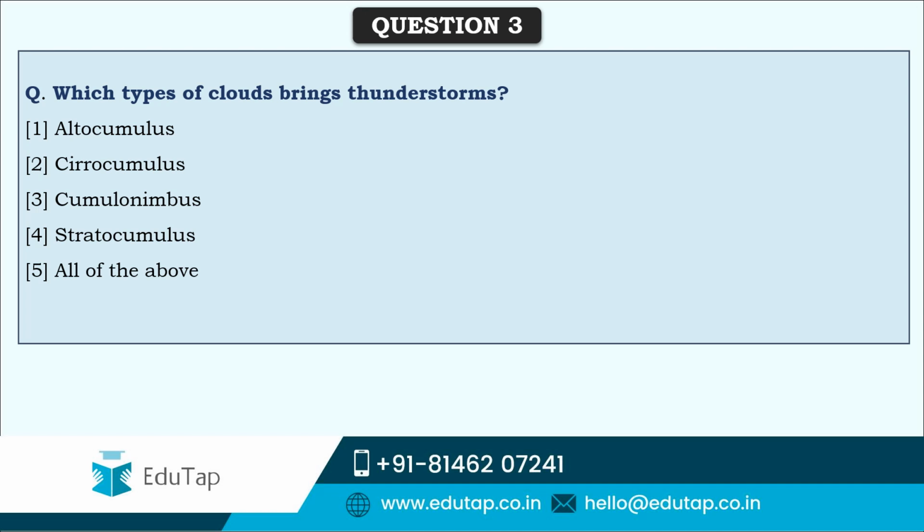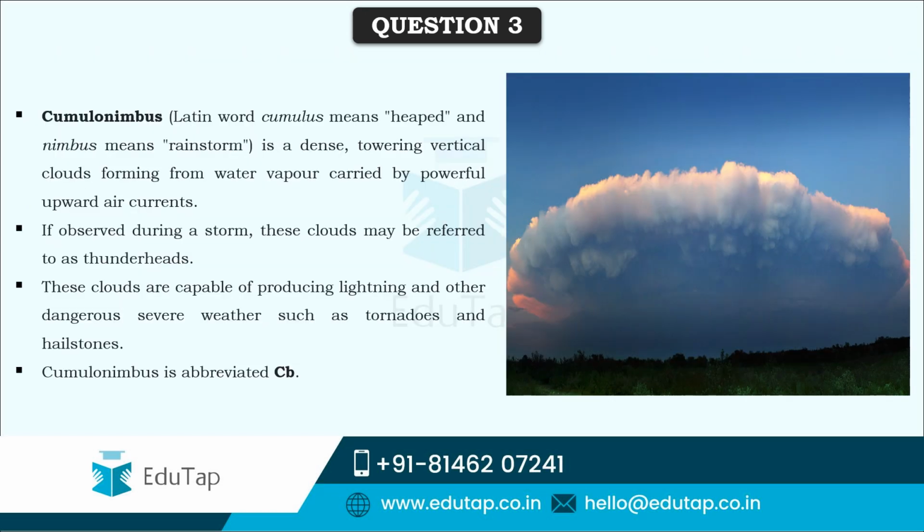So friends, now which type of clouds bring thunderstorms? And we have been studying this since long. It is cumulonimbus. Cumulonimbus clouds bring thunderstorms, and as the name suggests, it is taken from Latin, from the word cumulus, which means heaped, and nimbus means rainstorm, water. There are various meanings to it.